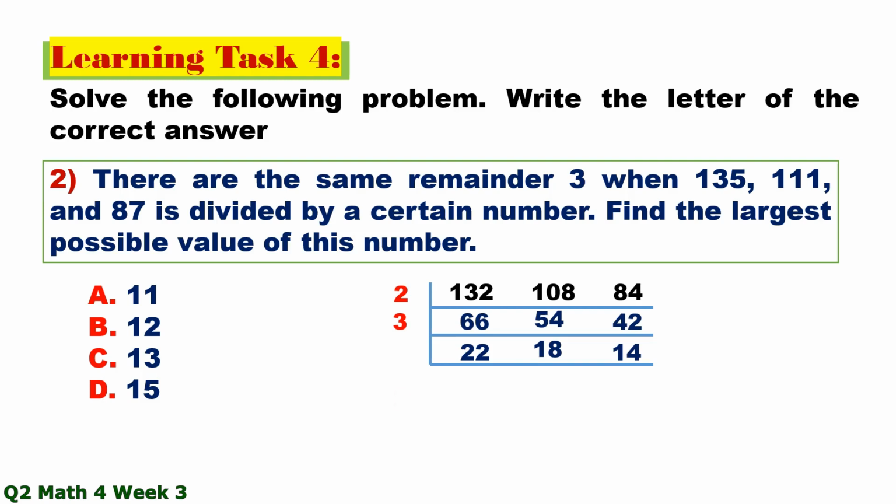22, 18, 14 are divisible by 2. 22 divided by 2, 11. 18 divided by 2, 9. 14 divided by 2, 7. 2 times 3 times 2 equals 12.